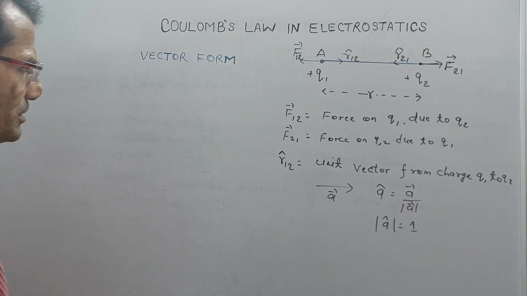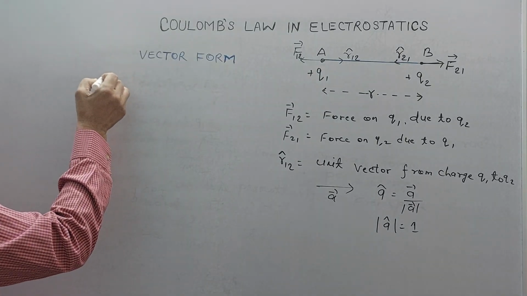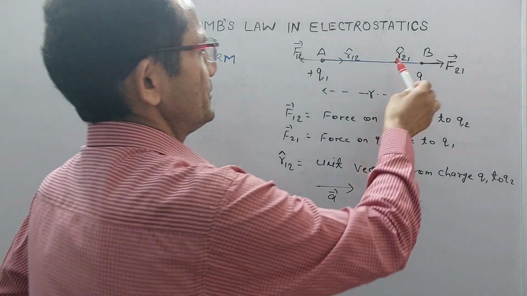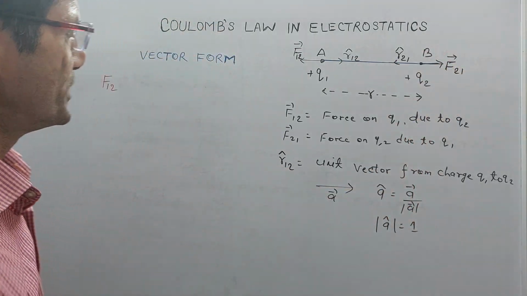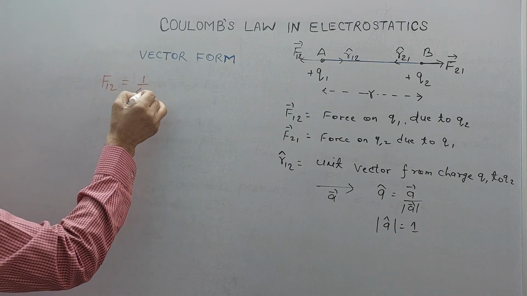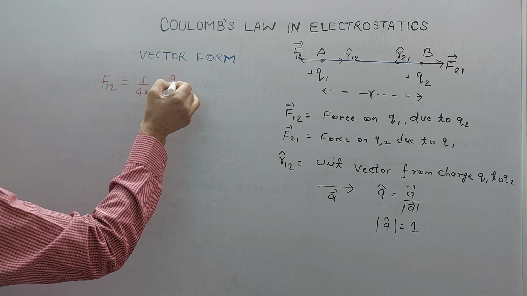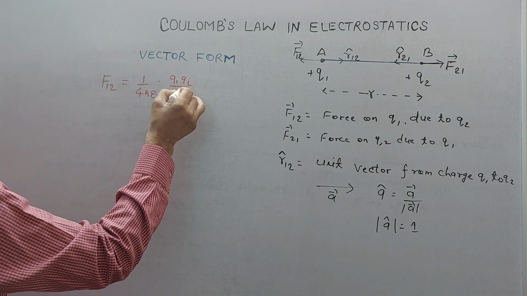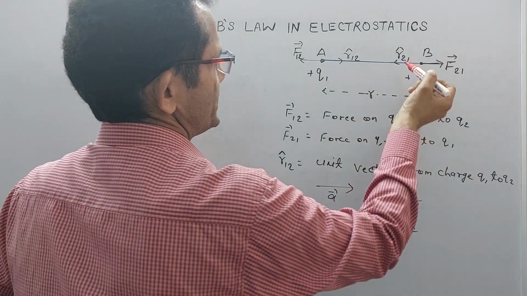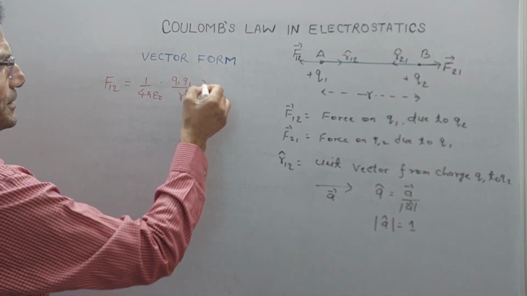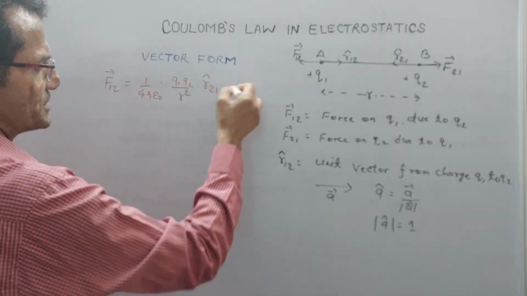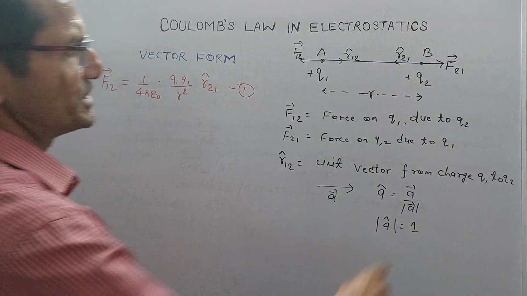So from Coulomb's law we know the magnitude of the force. If I find the value of F12, here the force is acting along r21 cap. Therefore F12 will be 1 upon 4 pi epsilon naught, its magnitude is q1 q2 divided by r square, and its direction goes from B to A. For B to A, we represent the unit vector r21 cap. So this is it in the vector format. This is equation number one.